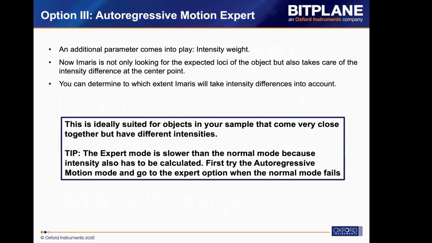Option 3 is autoregressive motion expert, which is based on the autoregressive motion, but also takes into consideration the intensity. This is suitable for objects in your sample that come very close together, but have different intensities. So usually this will take more time if you use this mode. Usually we will start from the Brownian motion or autoregressive motion. Then if you see the result is not so good, then we may consider using this autoregressive motion expert mode algorithm.